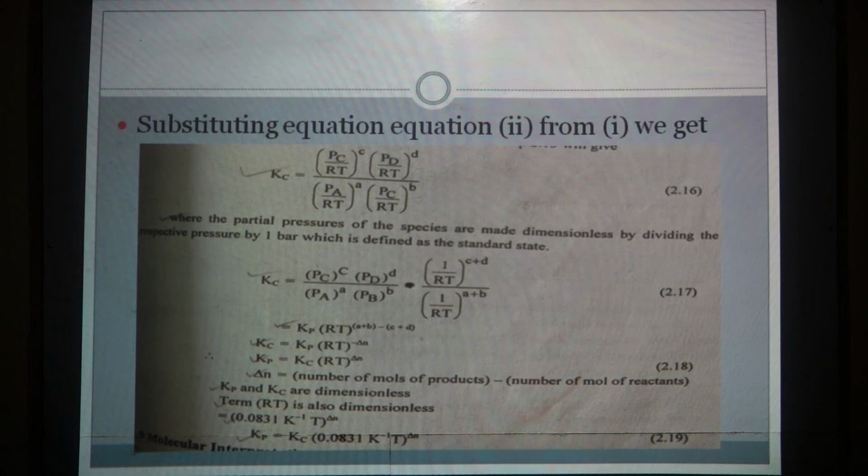Delta n is the number of moles of products minus number of moles of reactants. Kp and Kc are dimensionless. The term RT is also dimensionless.